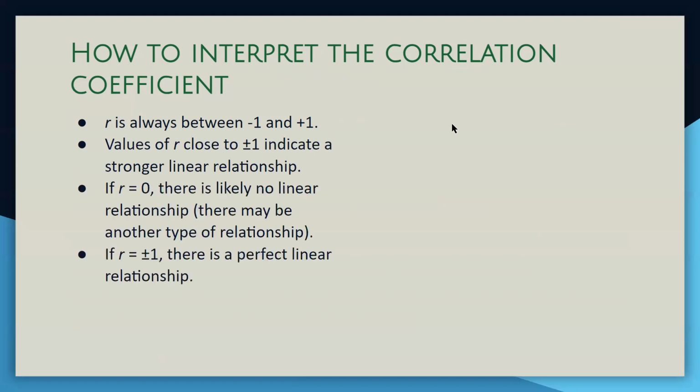If R is equal to 0, there is likely no linear relationship. That doesn't mean there's no relationship at all. It just means it's not linear. It could be curvilinear. If you end up with an R value that is at those endpoints, equal to plus or minus 1, that means it is a perfect linear relationship. All of the sample data lies on that line of best fit.